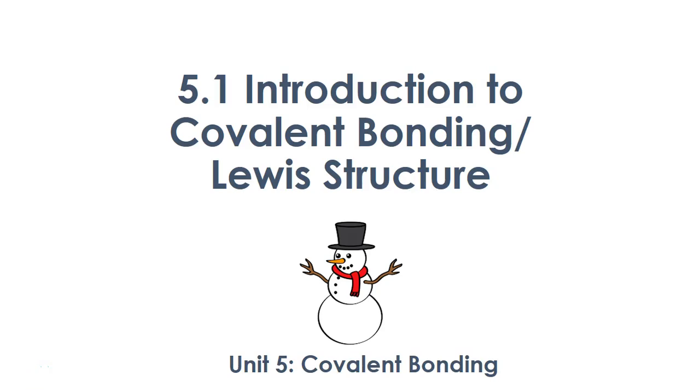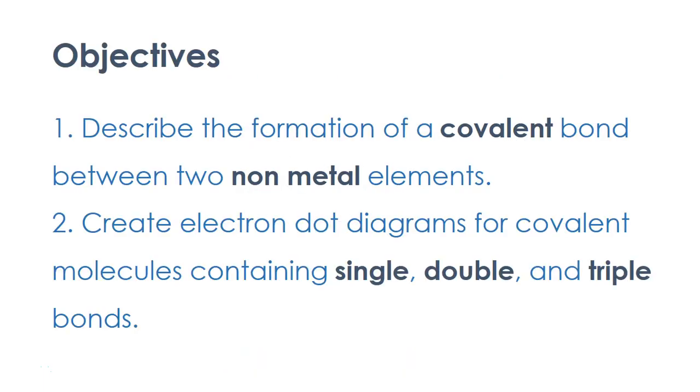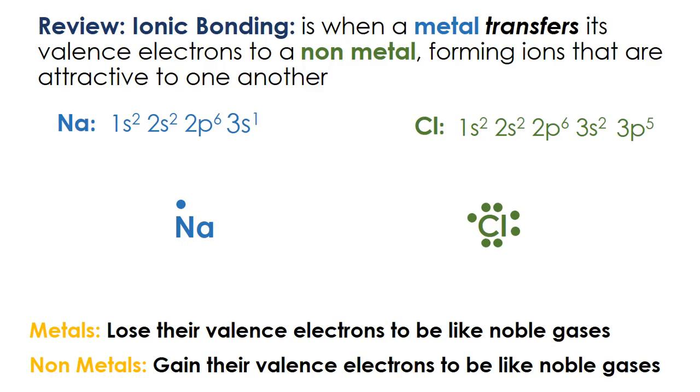This is our 5.1 Introduction to Covalent Bonding and Lewis Structures video. So the objectives for this video are to describe the formation of a covalent bond between two non-metal elements, and then we're going to create electron dot diagrams for covalent molecules that contain single, double, or triple bonds.